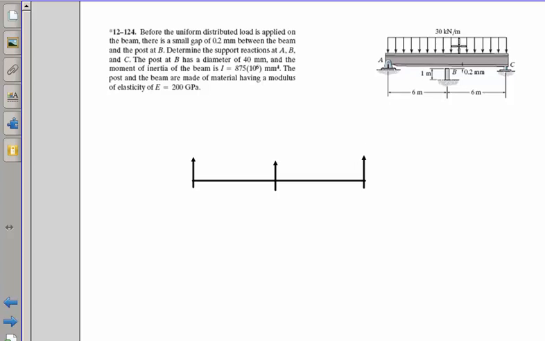Now this is going to be a distributed load here, so you're going to take 30 kilonewtons times 12. That's going to give you 360 coming down. So we'll put that one coming down right here, like that. We'll go ahead and label that as 360 kilonewtons coming down. This will be the force at A, force at B, sorry, force at C, and the force at B.